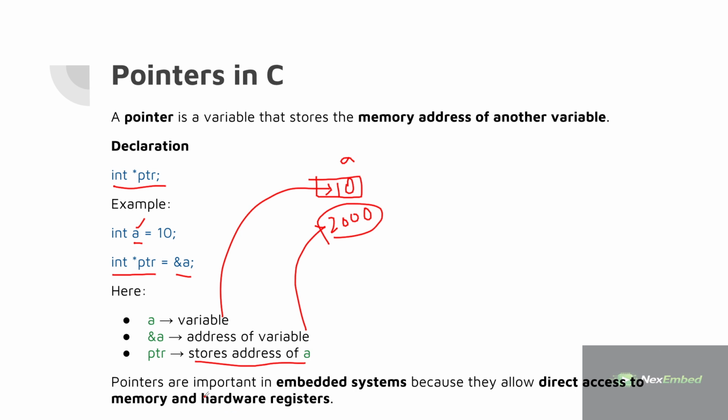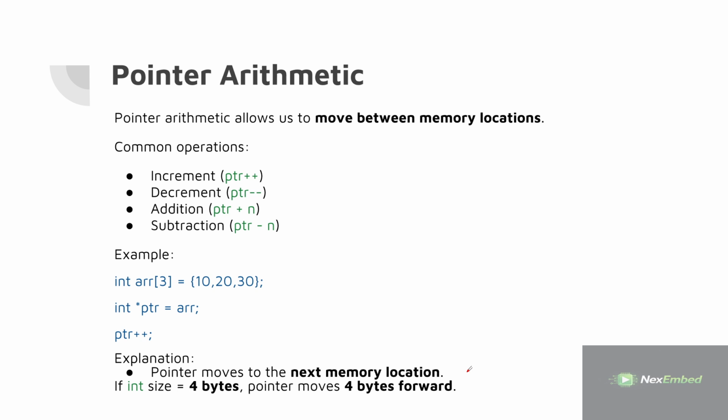A pointer is generally used in embedded systems because by using the pointer we can directly access the memory as well as the hardware registers. Next is pointer arithmetic. Pointer arithmetic is also very important in embedded systems because by using it we can move inside the memory location. Generally we use the increment operator, decrement operator, addition and subtraction, everything we usually do in C using the pointer.